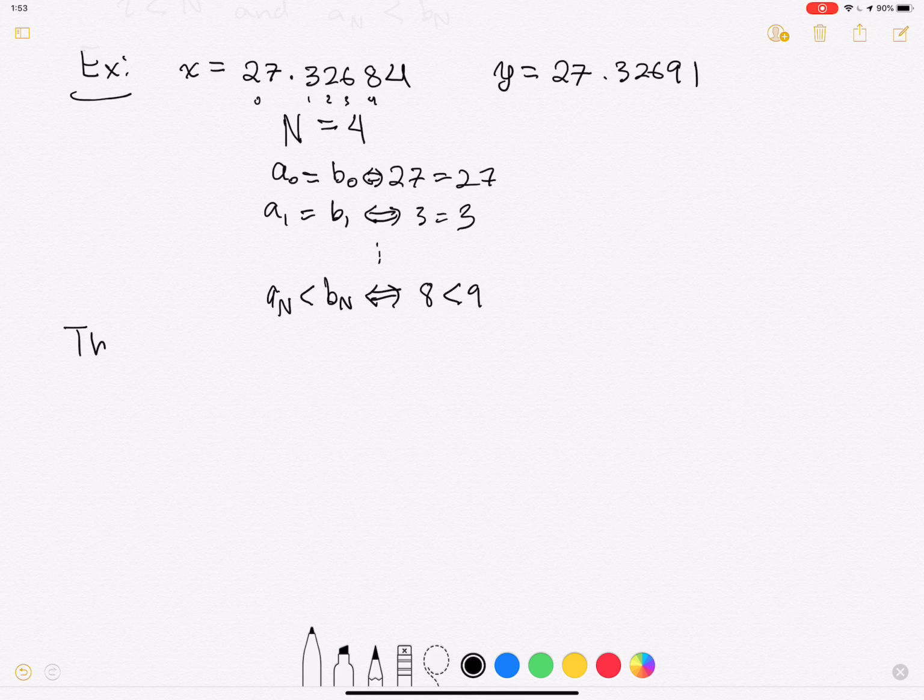And we can extend this to all of the real numbers, since we defined it only for the non-negative ones, using the same method as for the rational numbers.